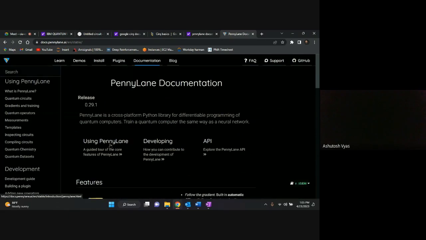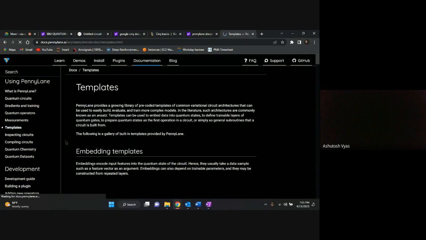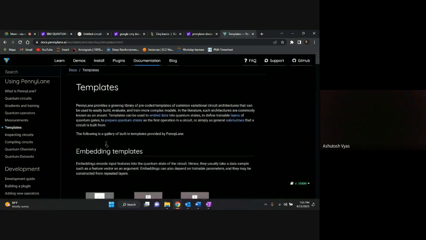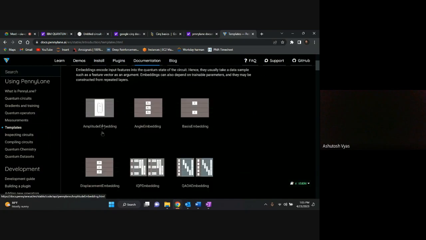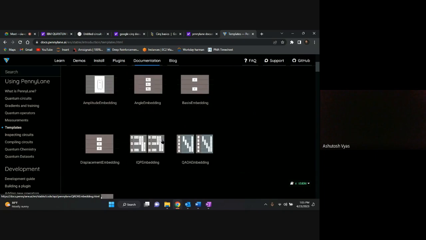If you go on the documentation part, I will just tell you templates, right? So as I was mentioning, there are mechanisms of putting your classical data into a quantum system, that is called embedding. There are multiple templates which come along, like amplitude embedding, angle embedding, basis embedding, displacement embedding. All these are styles in which you are feeding that information into a Bloch sphere. If you read around it, it's very simple.